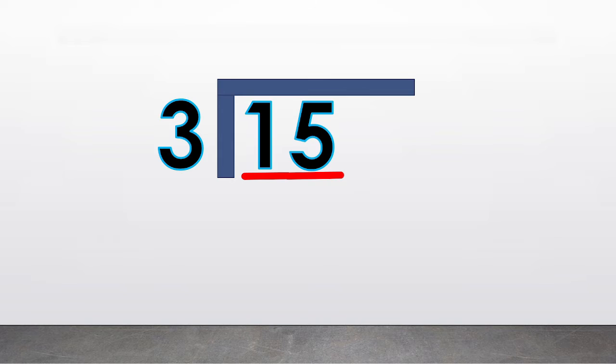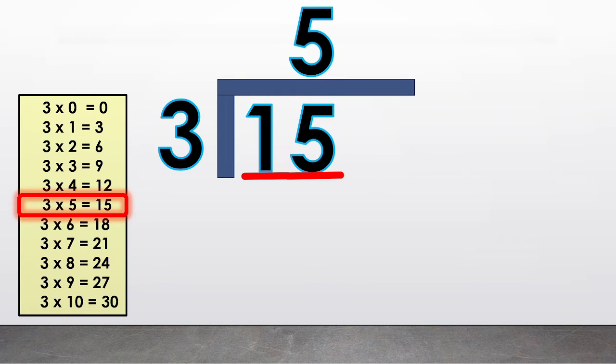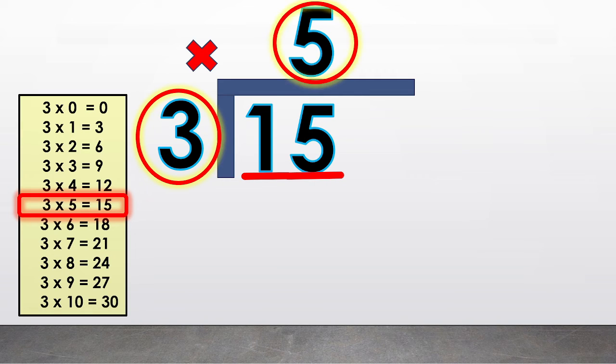Now, we are searching for a number which, when multiplied by 3, gives us 15. We will recall the multiplication table of 3 to help you divide faster. We will use 3 times 5 equals 15. We write the 5 above the 5. Then multiply 3 times 5 equals 15.